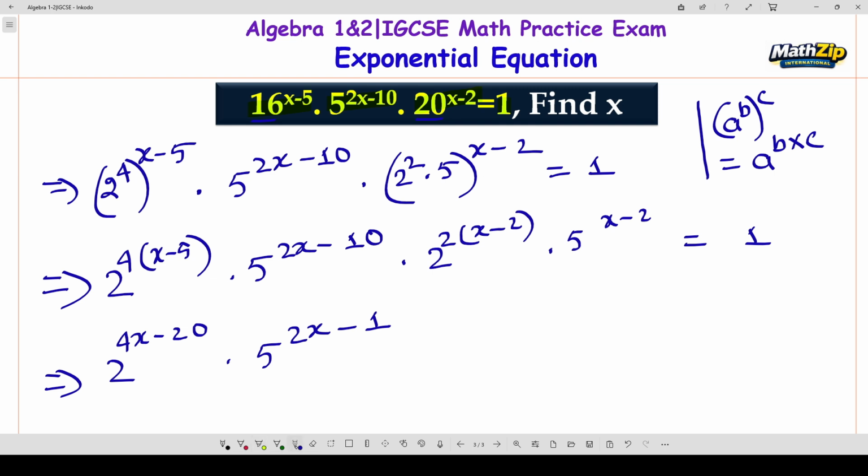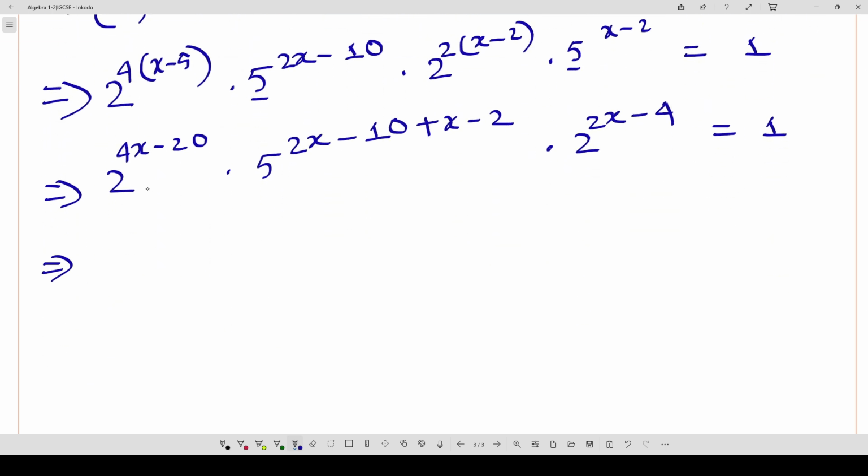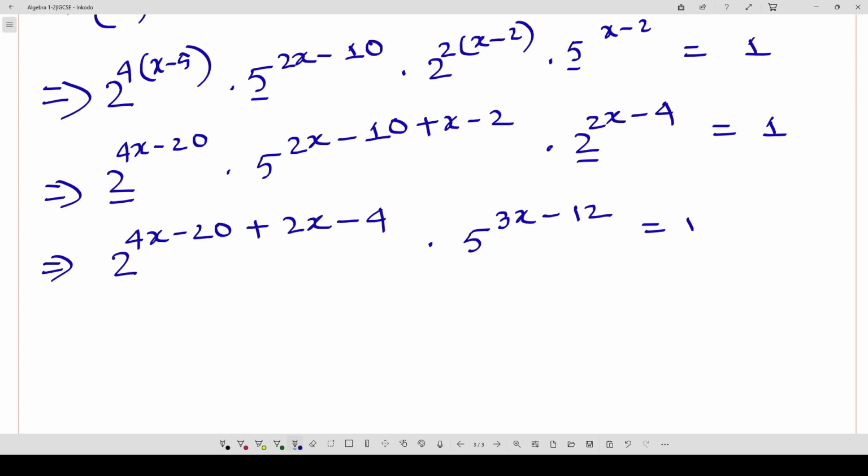So the bases are the same. We can write 2x minus 10 plus x minus 2 times 2 to the power 2x minus 4. Now the bases are the same, so we can write 2 to the power 4x minus 20 plus 2x minus 4, and 5 to the power 2x plus x, it means 3x minus 10 minus 2, it means minus 12, equals 1.